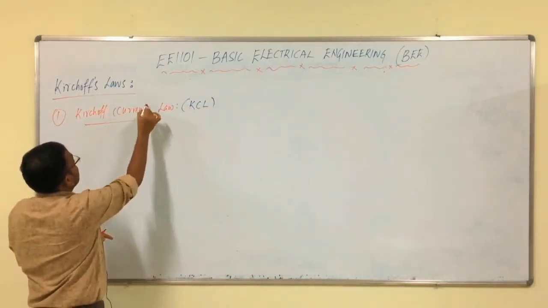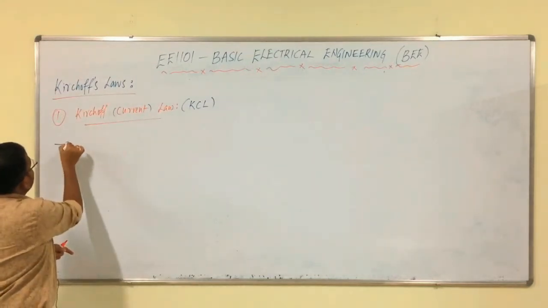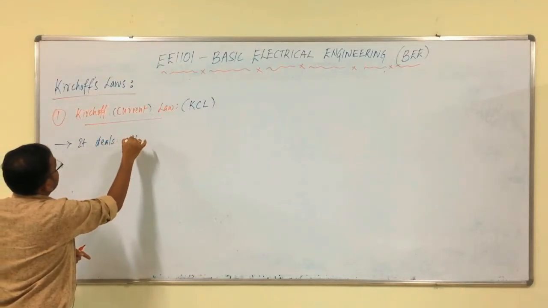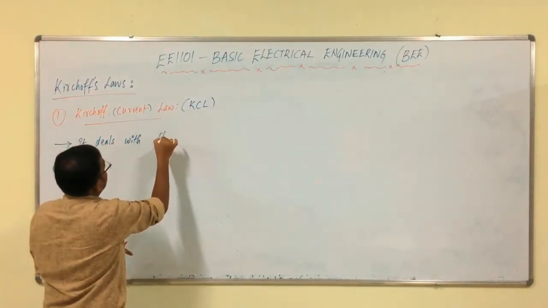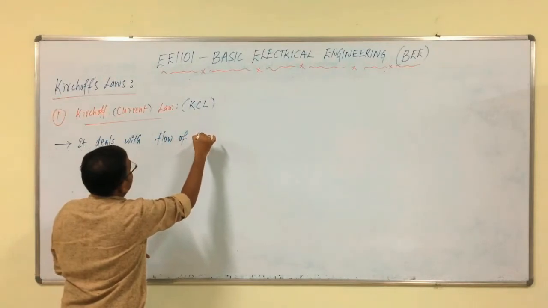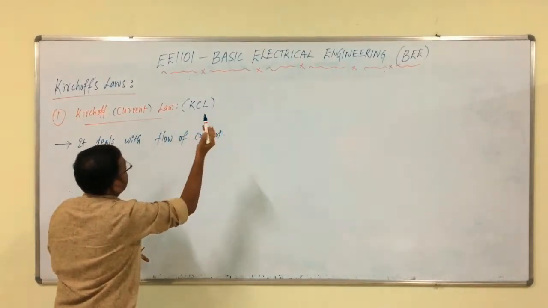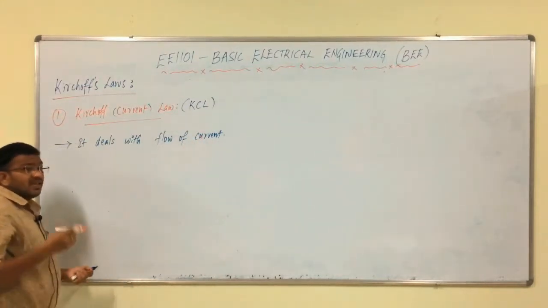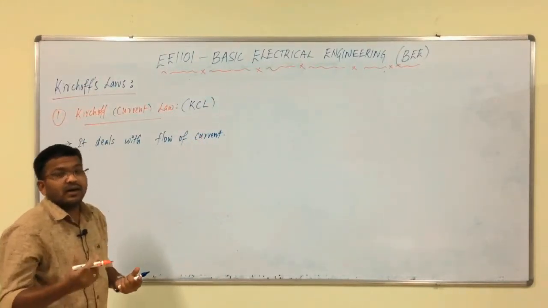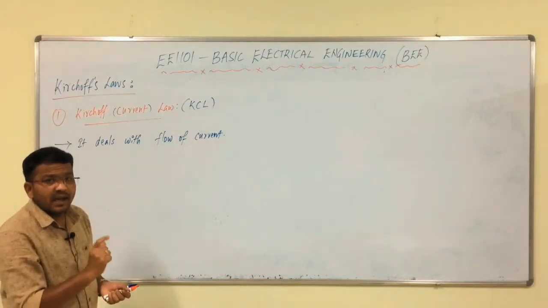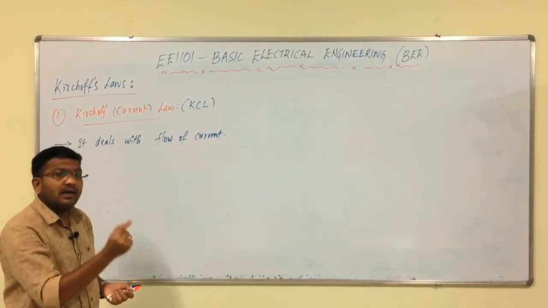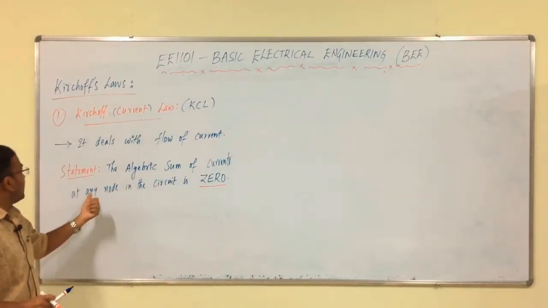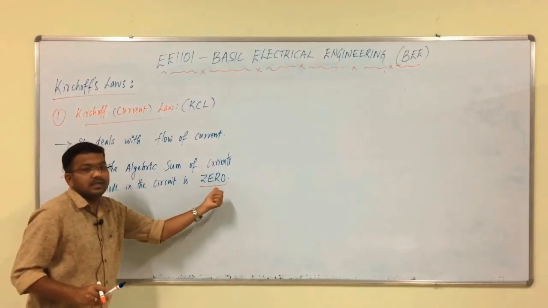Current law means what? It deals with the flow of current. So, what is the statement of this Kirchhoff's current law? The algebraic sum of currents at any particular node in the circuit is equal to 0. The algebraic sum of currents at any node in the circuit is 0.